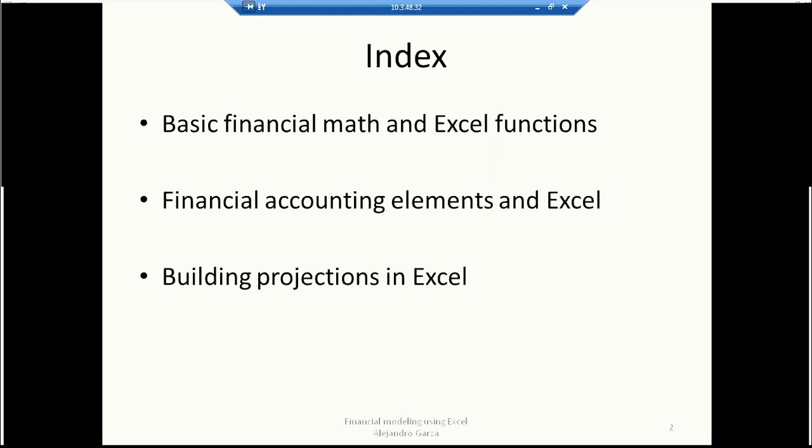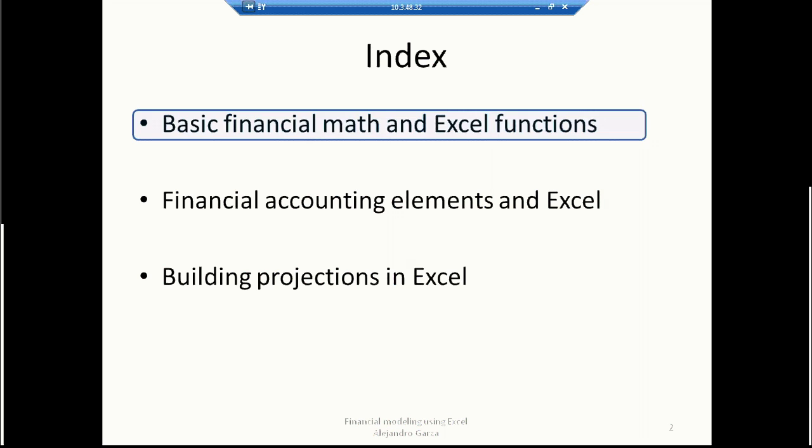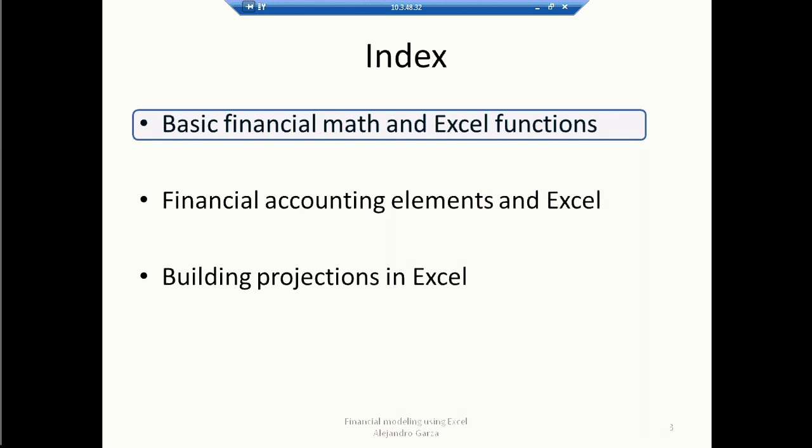With these materials, then we should be able to have the foundations to then build a financial model from scratch, and so that's what we're going to do next session. And then after that, we should be ready to work on the project. So let's get started with the basic financial math and Excel functions.